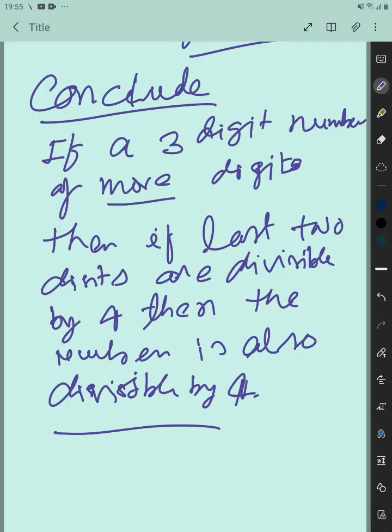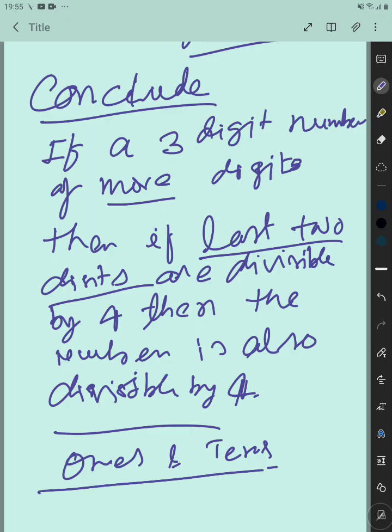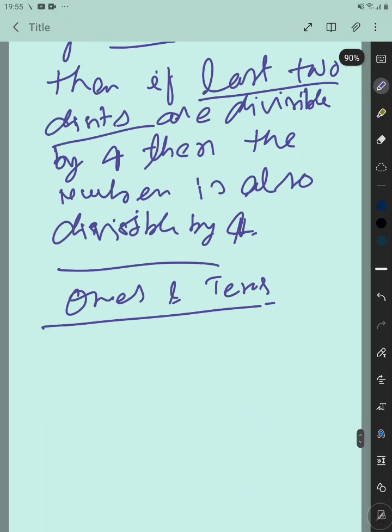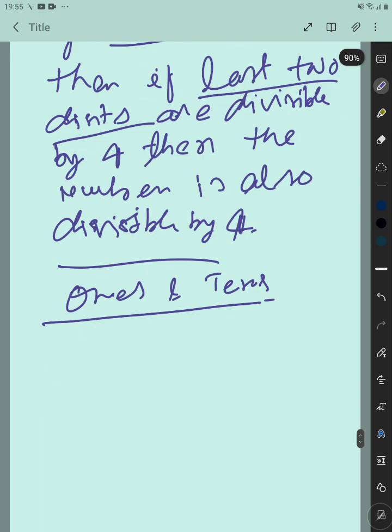So what we have talked about here is that the last two digits of any number, meaning the ones and tens place, you need to remember, make it clear. Now we'll talk about the sixth number, divisibility by 8.